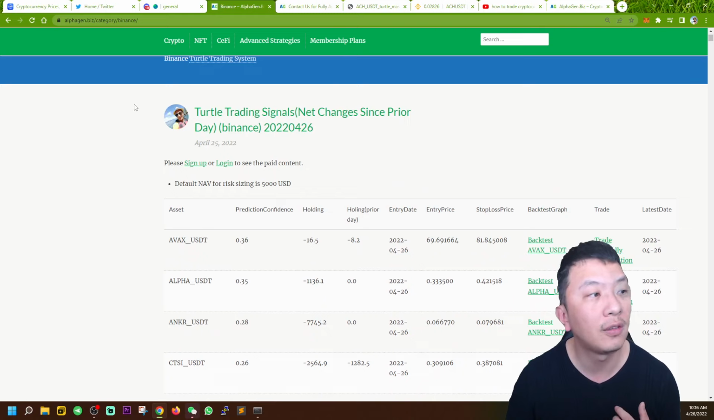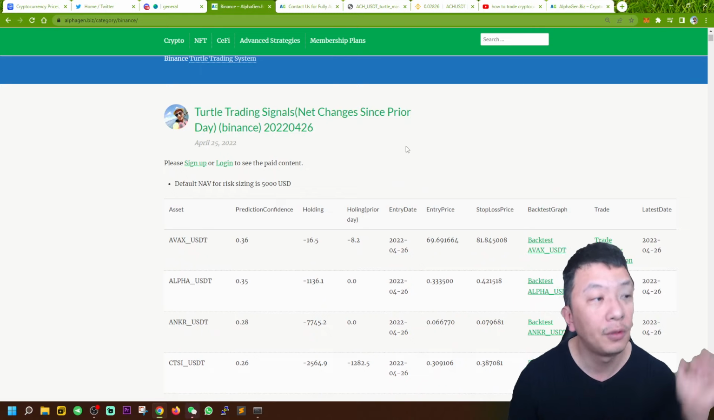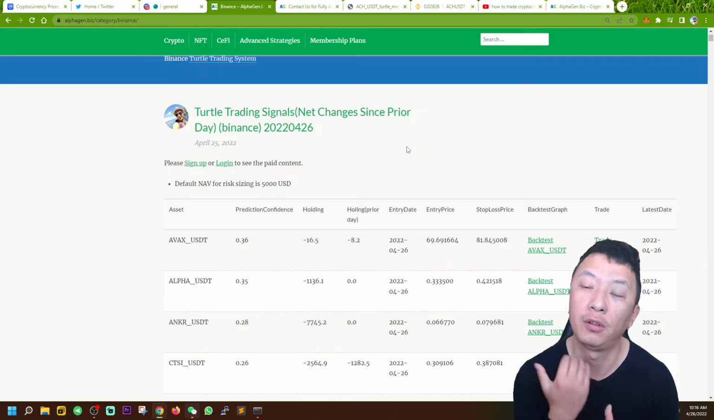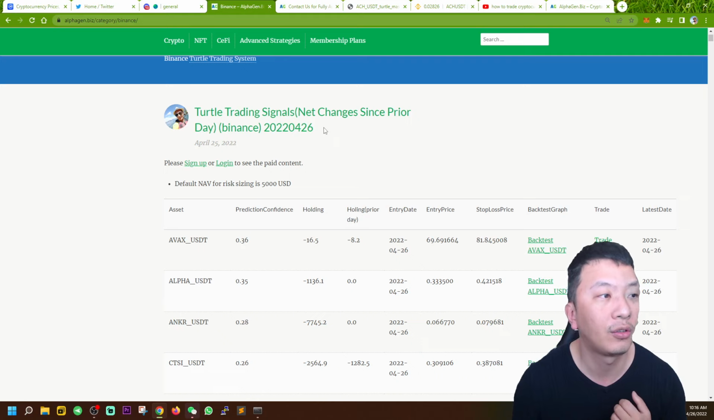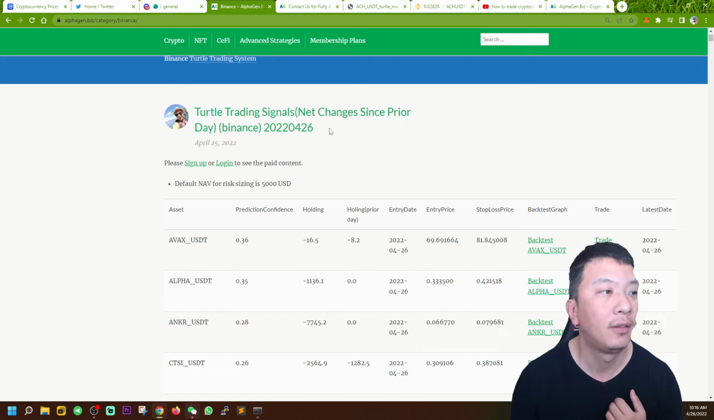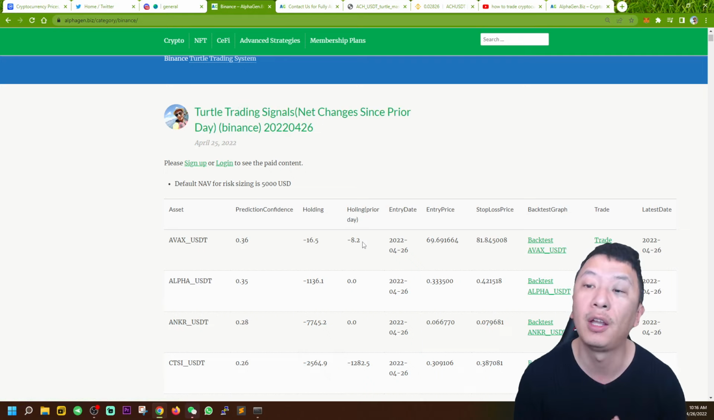Oh, you should notice that there are two reports generated for each single market every single day. The first one I showed you is the current day holding, the total holding I'm holding for this position, for this model. Another report is called the net change since prior day. This one is actually the difference between current holding and prior day holding.